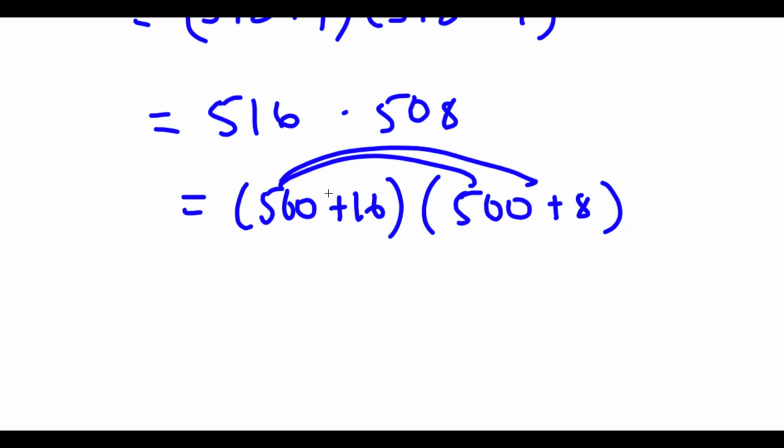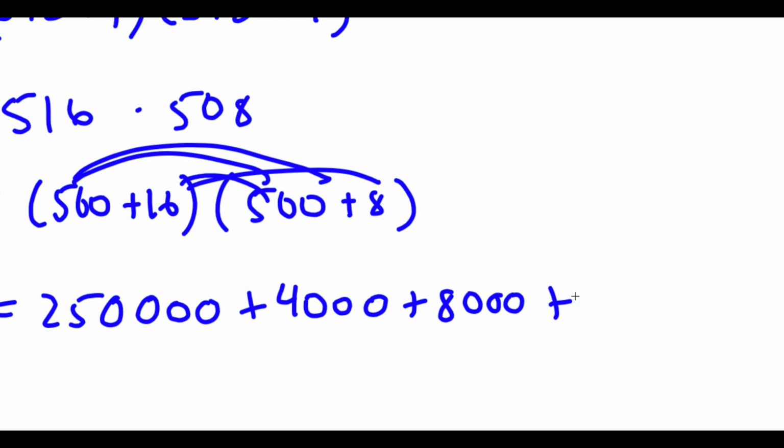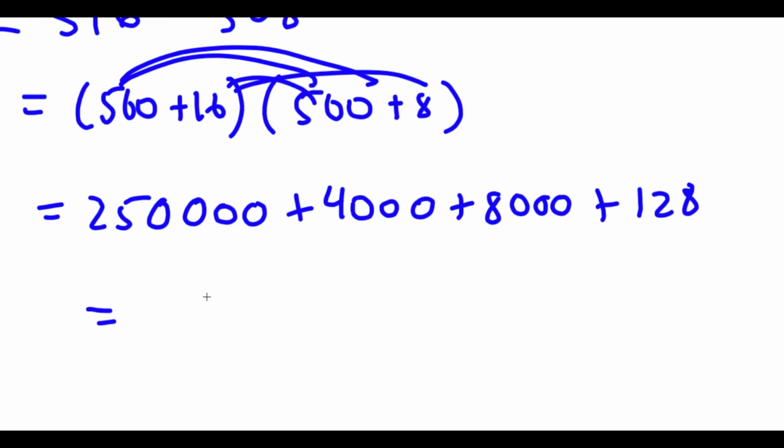I first distribute the 500. 500 times 500 is, sorry, 250,000. And 500 times 8 is 4,000. Now I distribute the 16. 16 times 500, that's going to be 8,000. And 16 times 8, that is going to be 128. Now I'm going to add all of these. So 8,000 plus 128 is 8,128.